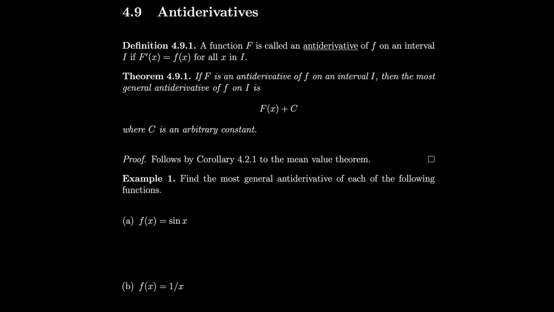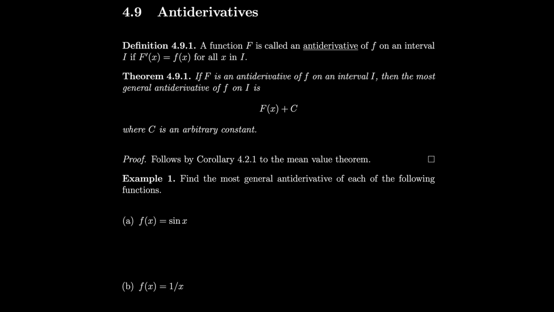Section 4.9, Antiderivatives. A function capital F is called an antiderivative of little f on an interval I if F prime equals f for all x in the interval I. So what we're saying is you go backwards. If you have a function and its derivative is another function, then the original function that you took the derivative of to get to the new function is called an antiderivative of the new function.